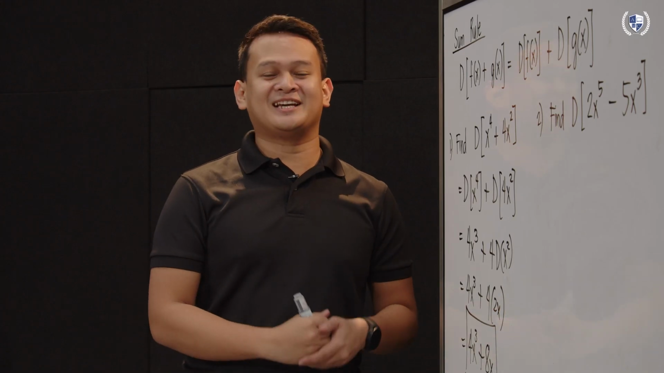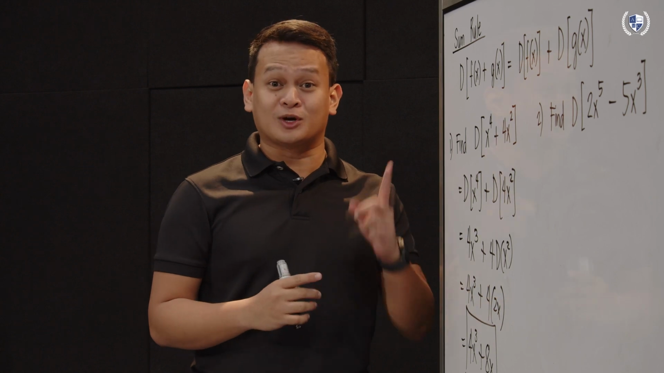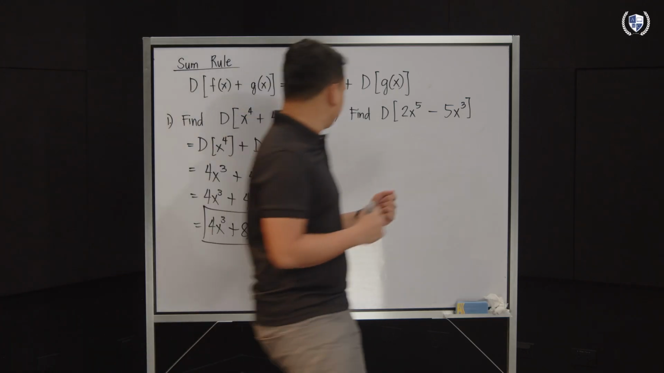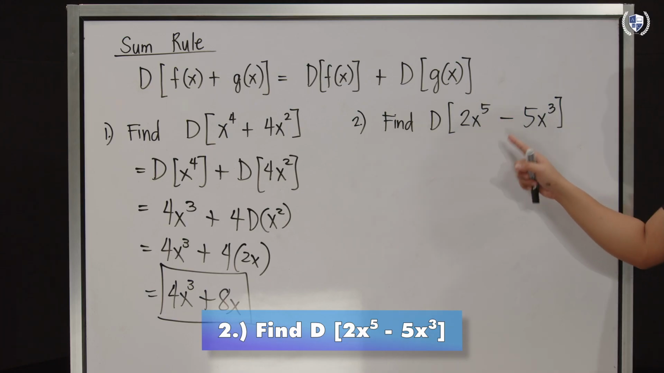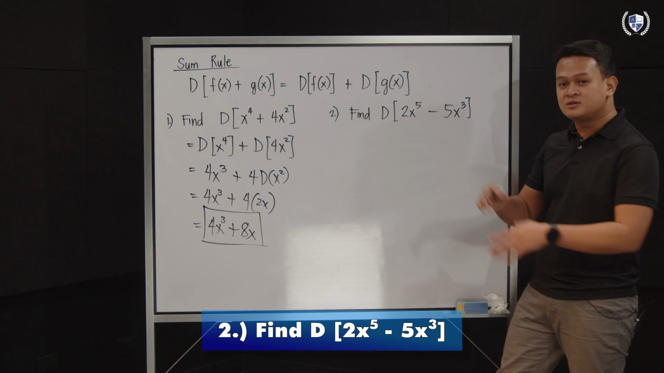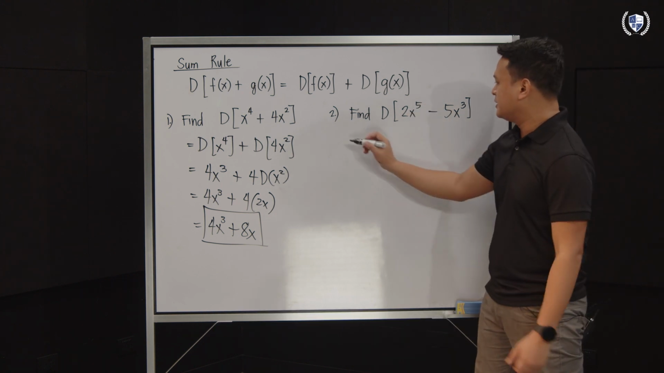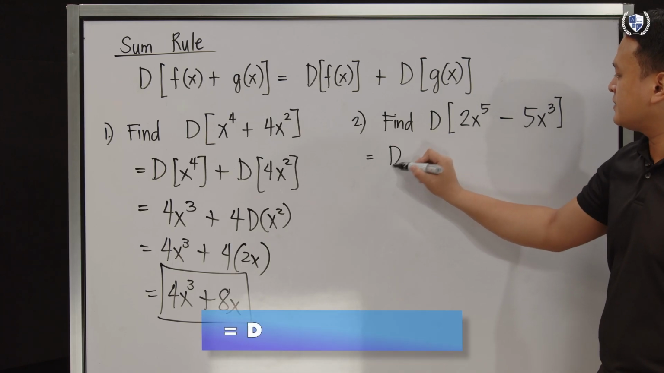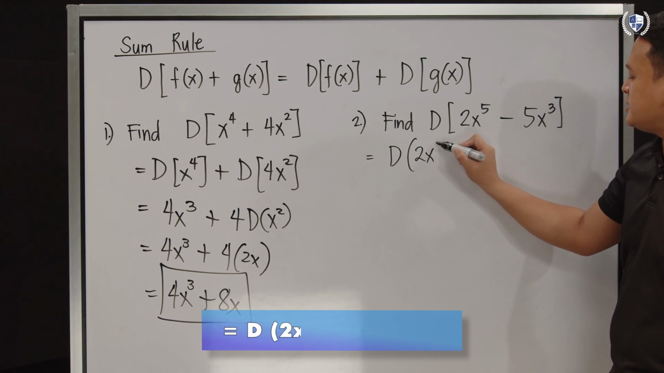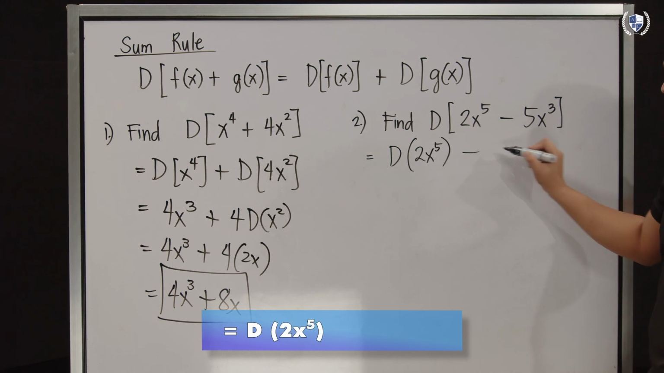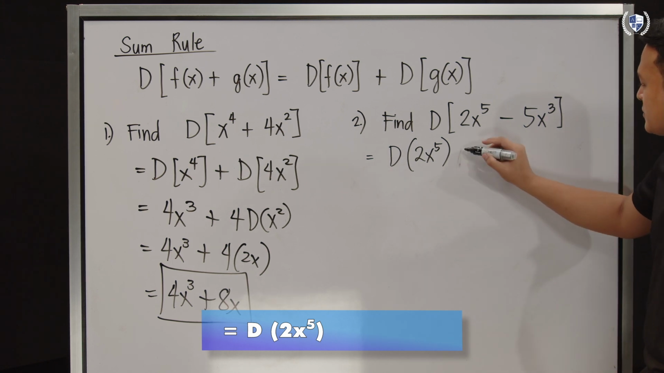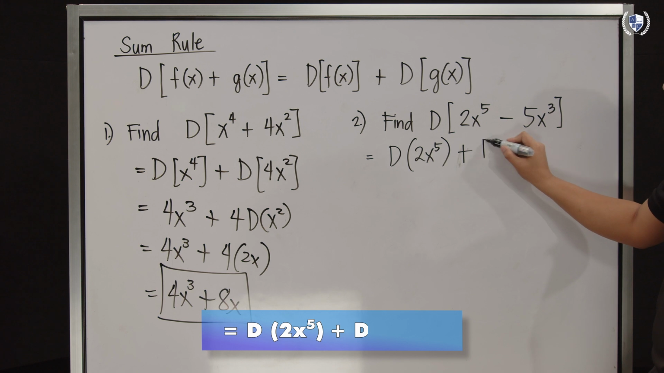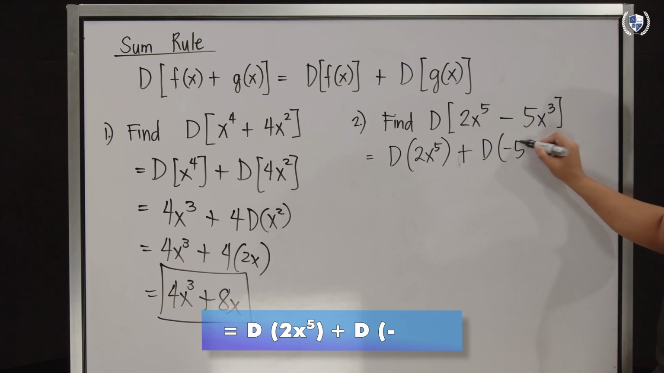Now, let's have another example na kung saan magagamit natin tong sum rule na to. Let's say, we're trying to find the derivative of 2x raised to 5 minus 5x cubed. And, syempre, gamitin natin yung sum rule dito. So, this is just equal to the derivative of 2x raised to 5th, dapat nga plus ito, tama, kasi nga sum rule, plus the derivative of negative 5x cubed.